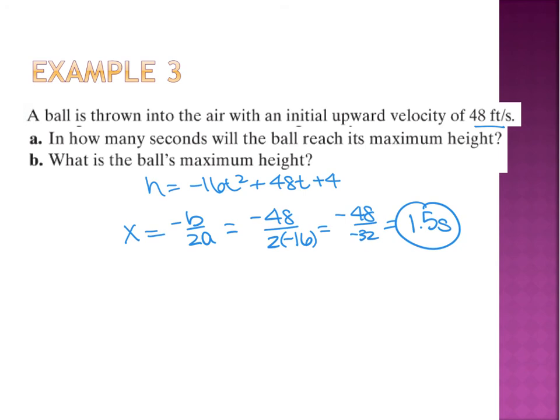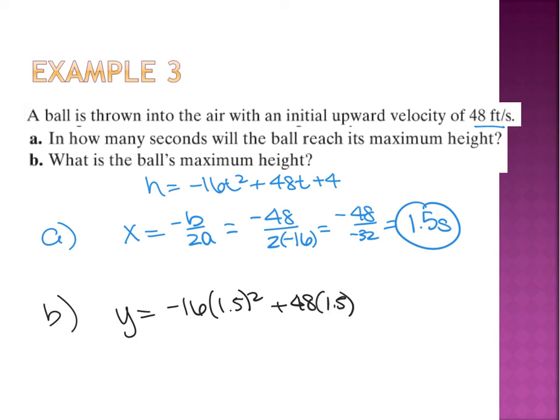Okay, so now I'm going to look for part B. So this here is A. Part B wants to know what the max height is. So that's my y value, and I'm just going to plug that x value that I found in for t. This gives me negative 16 times 1½ squared plus 48 times 1.5 plus 4. When we simplify this, we should end up with something close to 40 feet high.